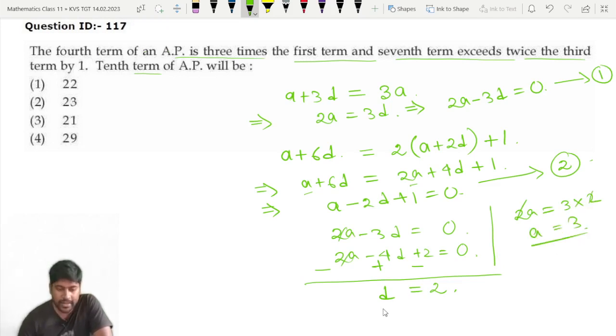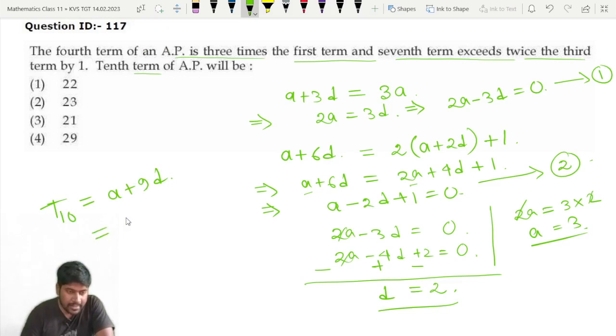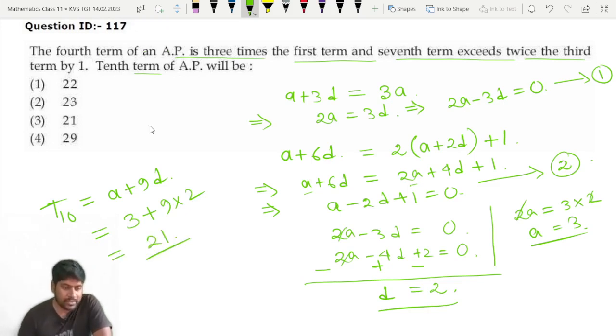So we have got a, we have got d. Now the 10th term, t10, will be a plus 9d. So a we have 3, and 9 into d, 9 into 2, 18, 18 plus 3 means 21. So t10 is 21. Option 3 is the correct answer.